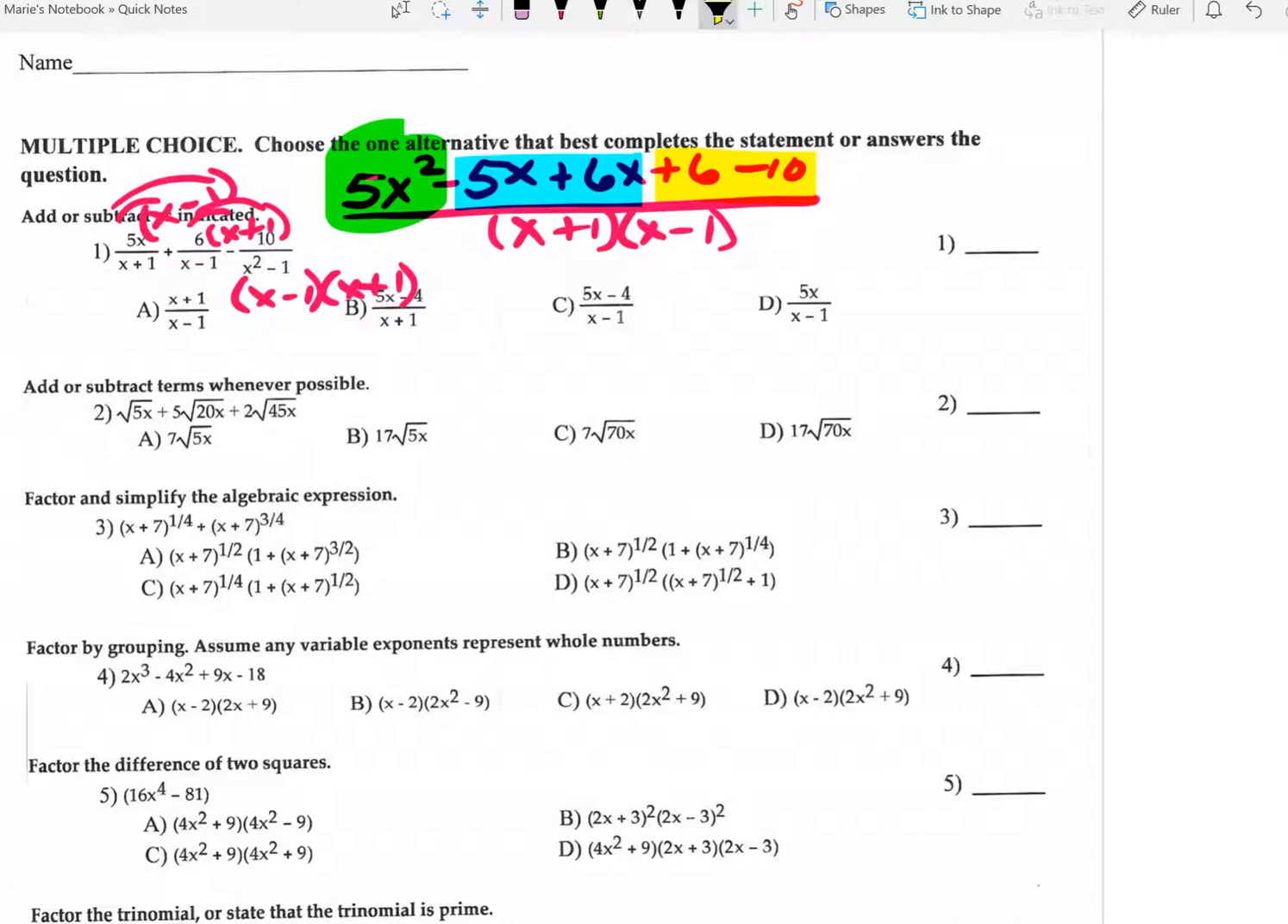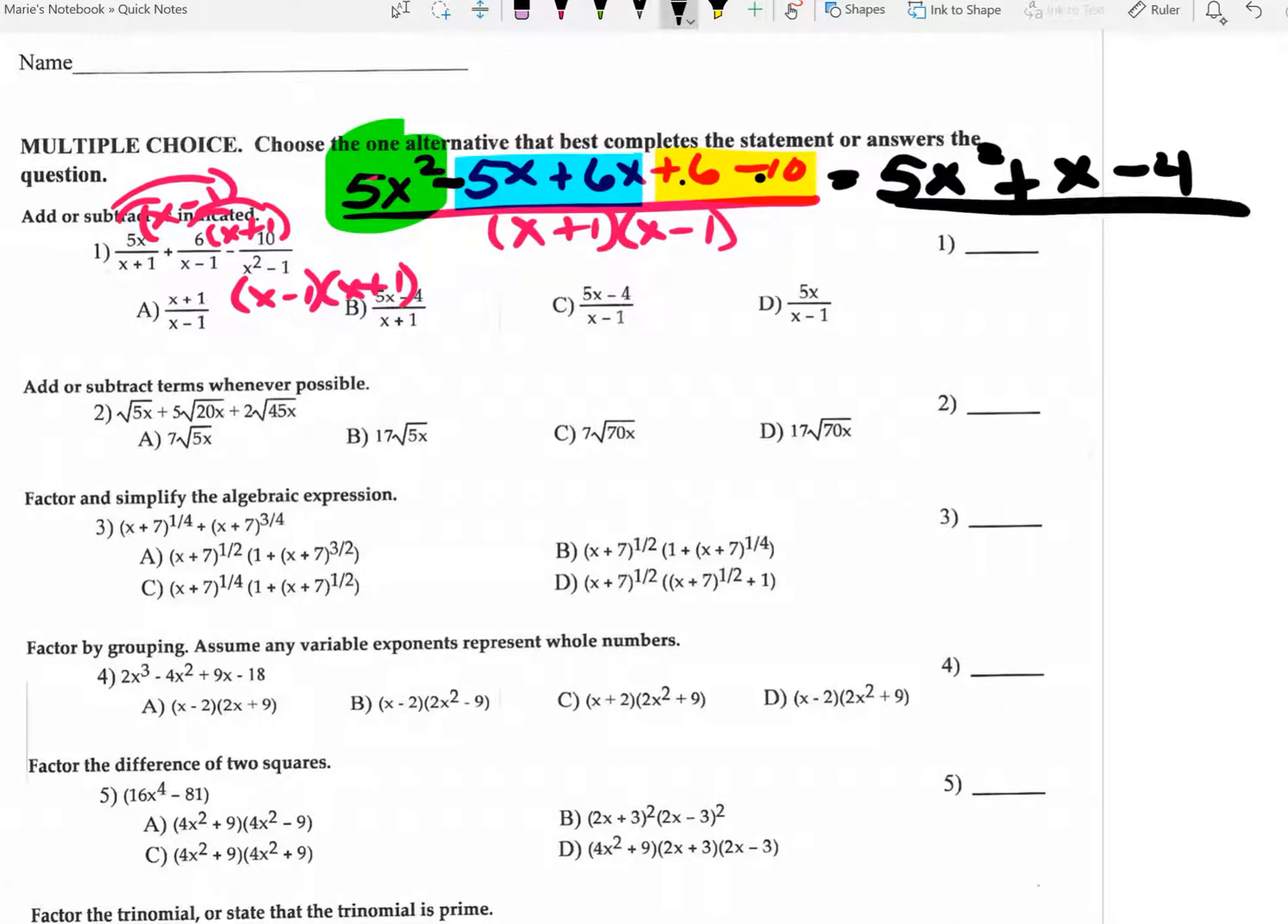So I'm going to group like terms, and so my next part of this equation will read 5x squared. Notice that negative 5x and positive 6x leave me positive x, and this will leave me with negative 4. And again, all of this over x plus 1, x minus 1. My next question is, can I reduce this? And I think I can.